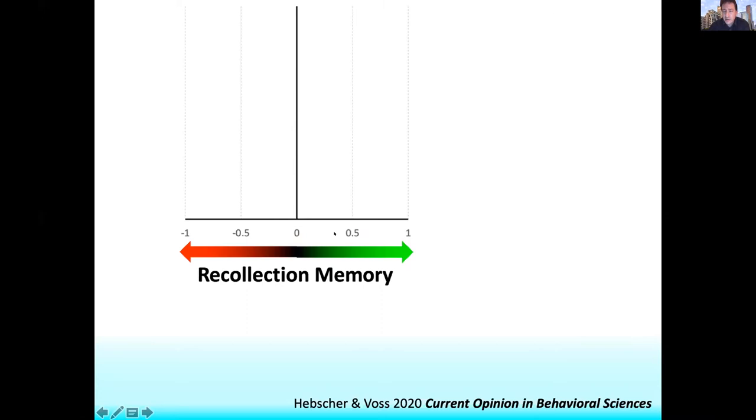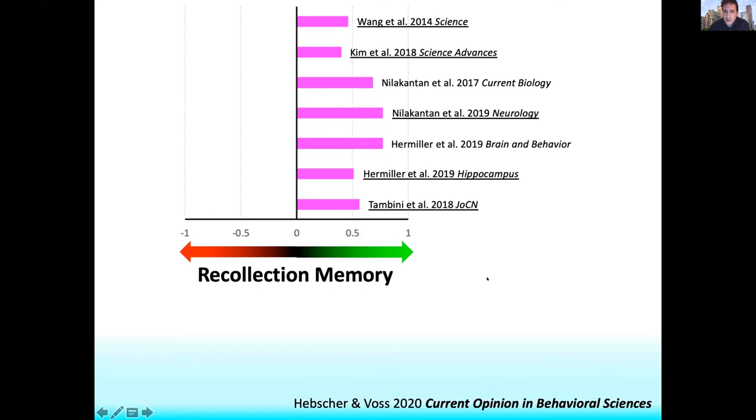What's going to be plotted here is the study's effect size, where the green direction is an enhancement of recollection memory, and the red direction is an impairment of episodic memory. The original study is on top, and you can see across a variety of different studies that looked at effects of five-day stimulation and waited for 24 hours to look at the enhancement effect, versus studies that used a single session of stimulation and just looked in the immediate interval after stimulation was applied. Very consistent, medium to large effect size of recollection enhancement across all the studies.